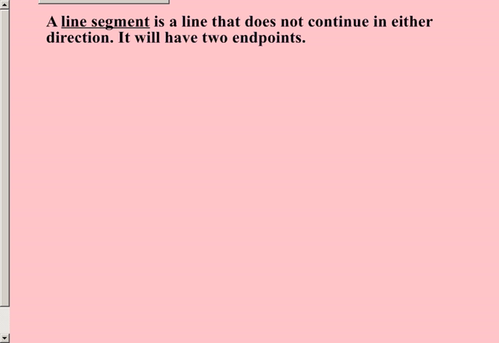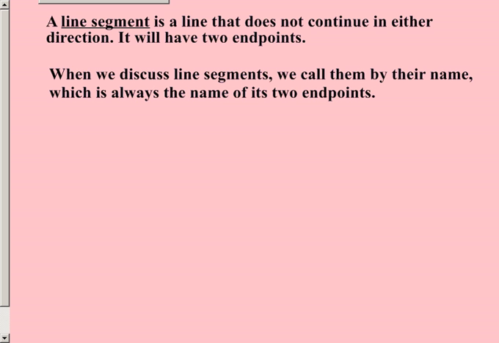All right. Now, if we take the other end of the line, if we do not allow it to go infinitely, now we end up with a line segment. So there's a new term for the left side of your Cornell notes, a line segment, and the definition for the right is a line that does not continue in either direction. And of course, if it does not continue in either direction, that means it has two endpoints. When we discuss line segments, we're going to call them by their name, just like every other thing in geometry. And the way that a line segment is named is naming off both of its endpoints.